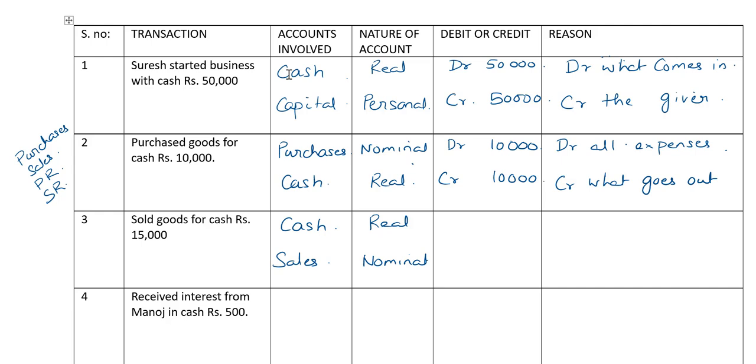Rule for real is debit what comes in, credit what goes out. So cash comes into the business, so debit what comes in. The rule for nominal account is debit all expenses and losses, credit all incomes and gains. Sales is an income for the business, so credit all incomes and gains. So we will debit cash account with 15,000 rupees and credit sales account with 15,000 rupees.